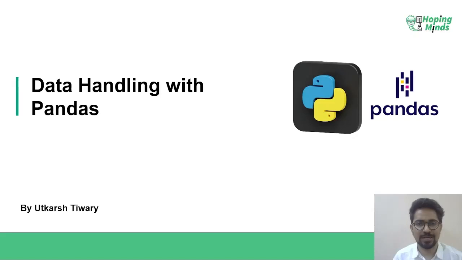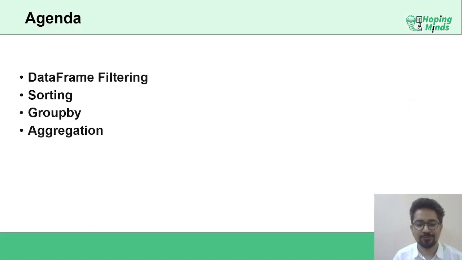So guys, let's have a look at the agenda for this session. The agenda includes data frame filtering, then data frame sorting, applying group by on the data frames, along with group by and aggregations. So far in the prior sessions, we have discussed series and data frames, reading and writing to Excel and CSV files, and how to combine different data frames. So guys, let's switch to the Jupyter screen.